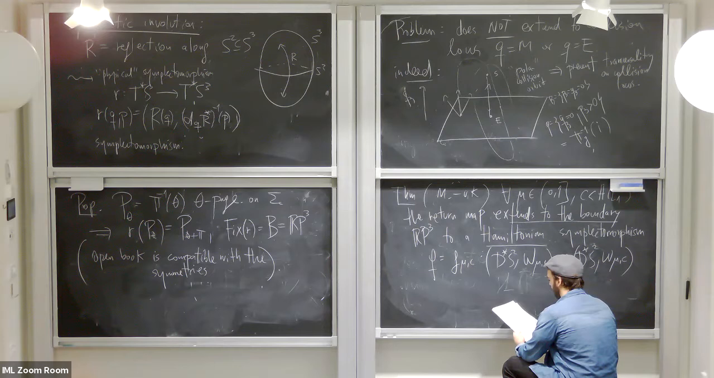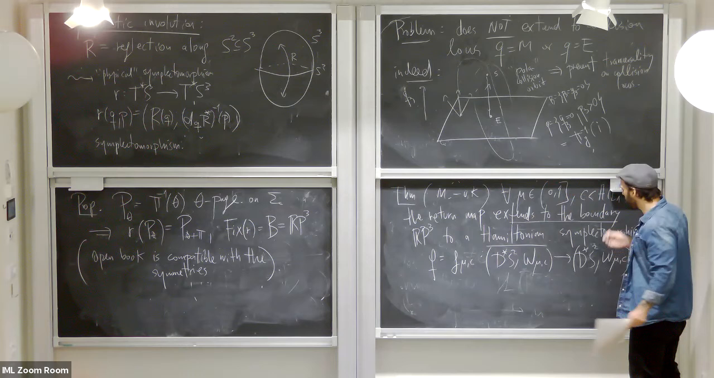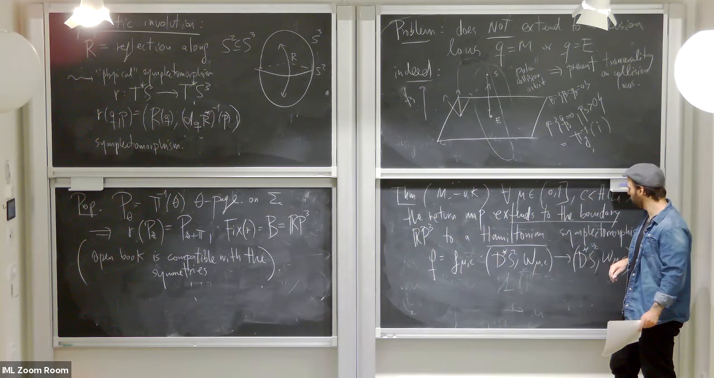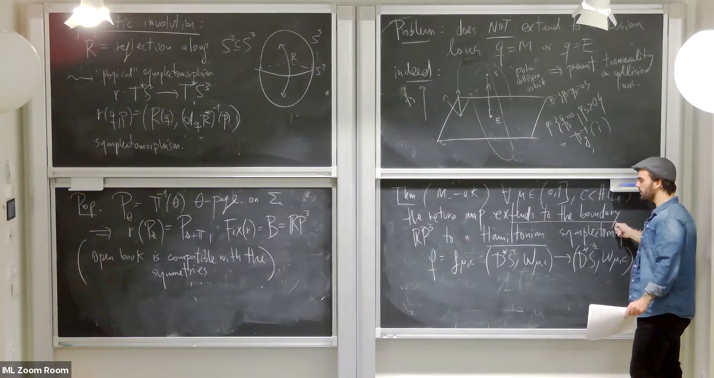So here, I'm saying a bunch of things. First of all, the fact that F is a symplectic homeomorphism follows from the proposition that I proved at the beginning of the lecture. Here, this symplectic form is just the restriction of the derivative of the contact form to the level set. So the content is that, first of all, it extends to the boundary, which is really non-trivial. In general, it's a very delicate question whether a return map extends or not to the boundary.